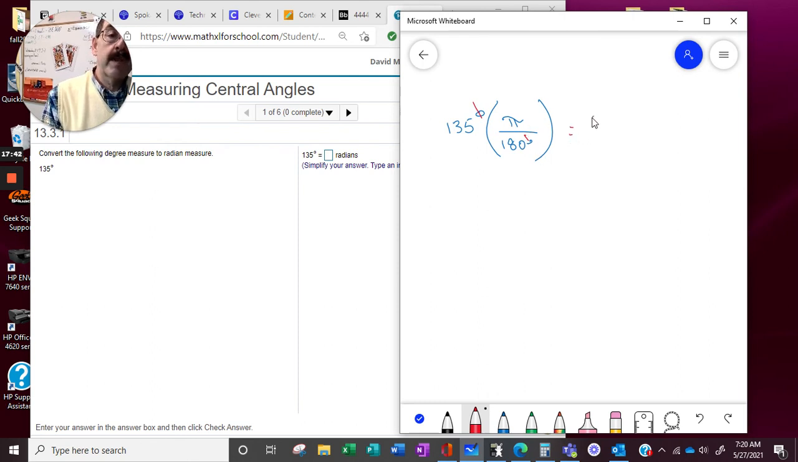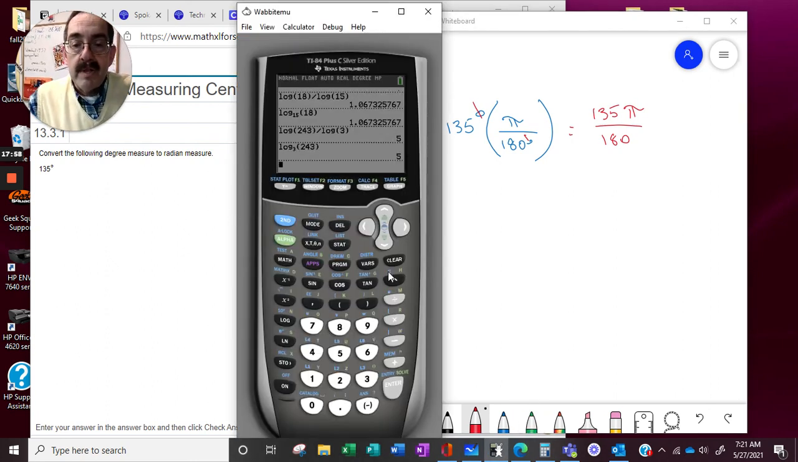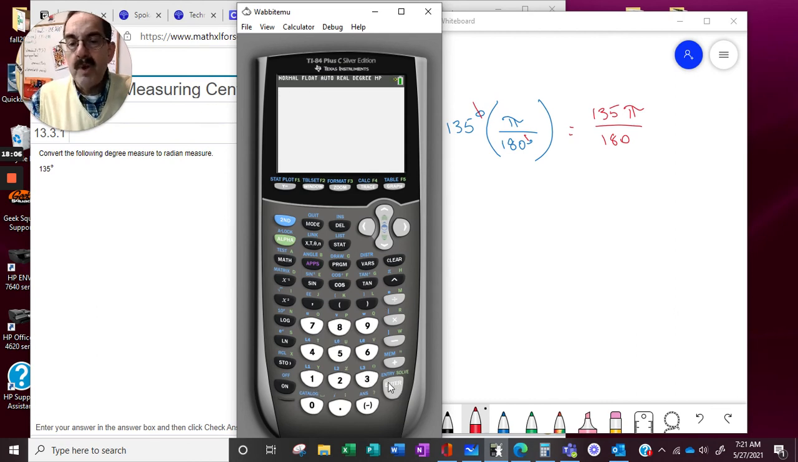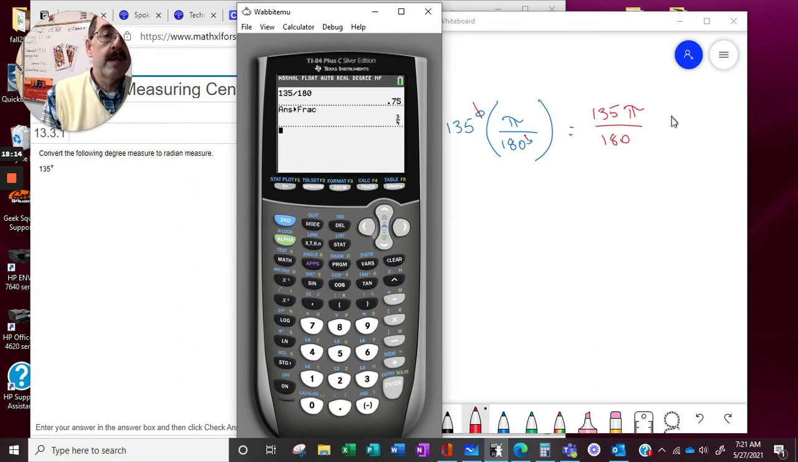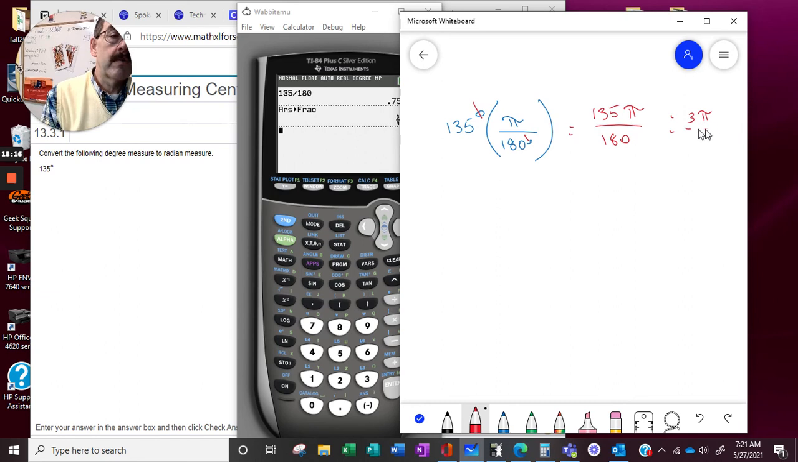Degrees cancel, and we have 135 pi over 180. If you type that in, it's not going to like it. We have to simplify. Grab a calculator to simplify. I think it's the easiest way. 135 divide by 180. We get some weird fraction. We don't want that. Math, right off the bat. Convert to a fraction. Enter, enter. 3 pi over 4.